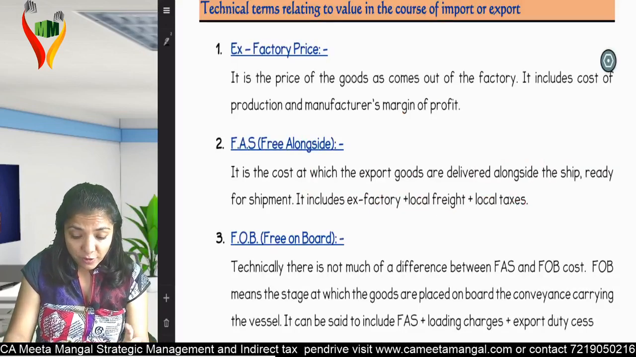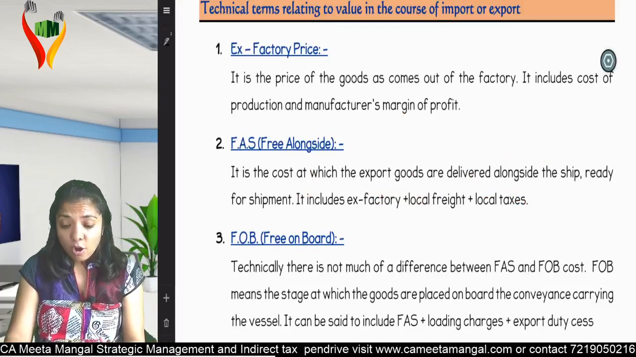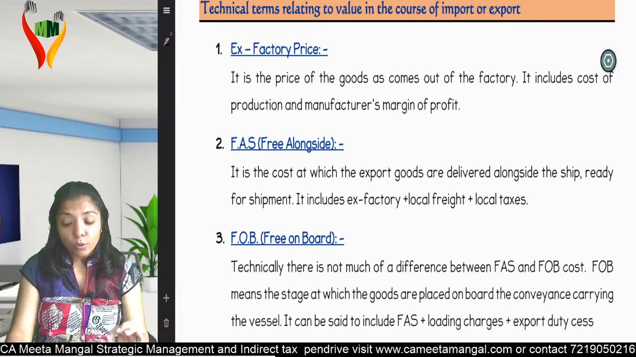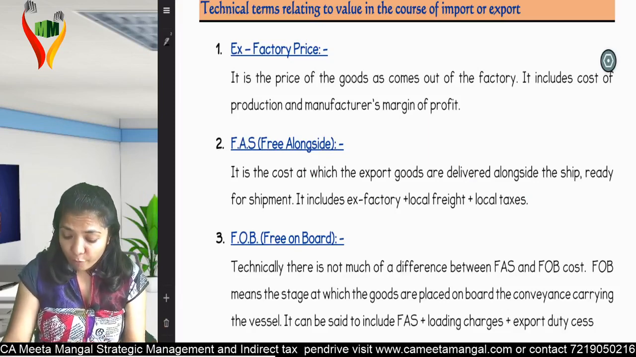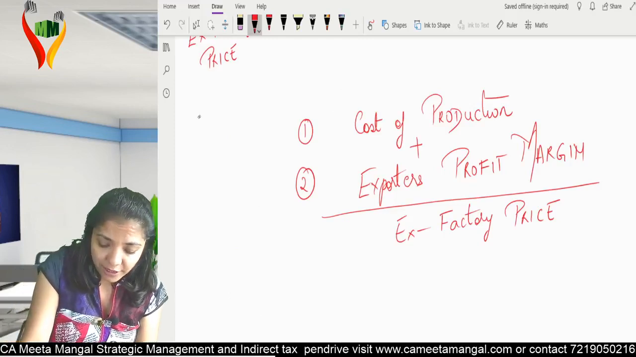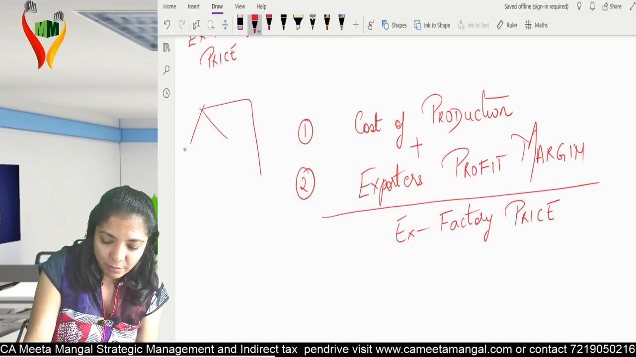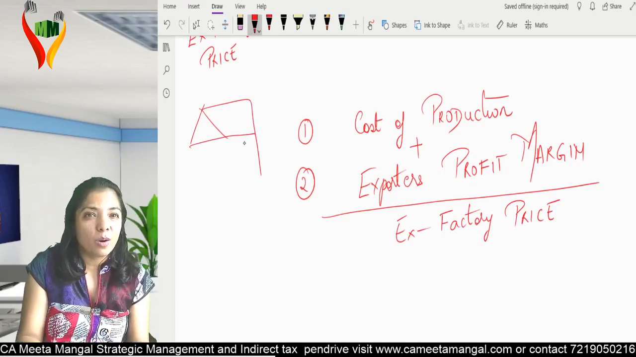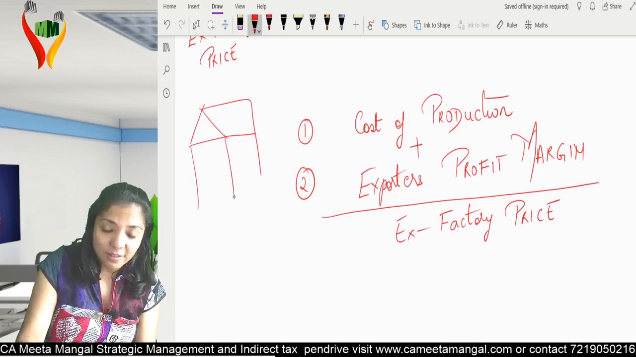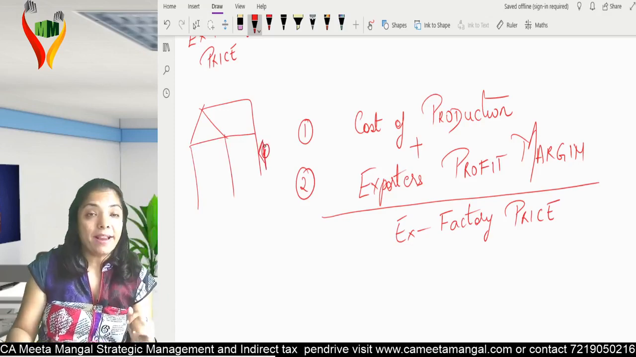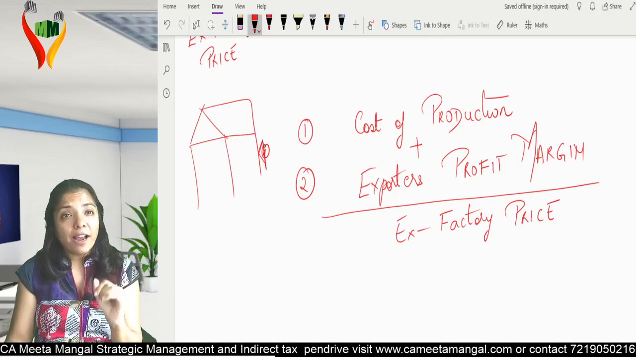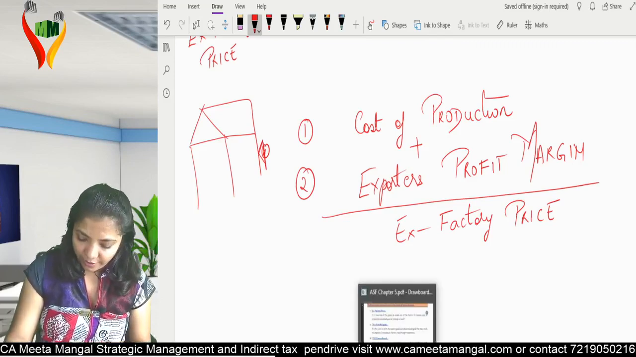Let's read again. What is the ex-factory price? It is the price of the goods as comes out of the factory. It includes cost of production and manufacturer's margin of profit. So assume this is a factory, don't go with the diagram, it looks like a house, but forget that. Suppose this is a factory and this is the gate of the factory. This point is called the ex-factory price. Am I clear here?